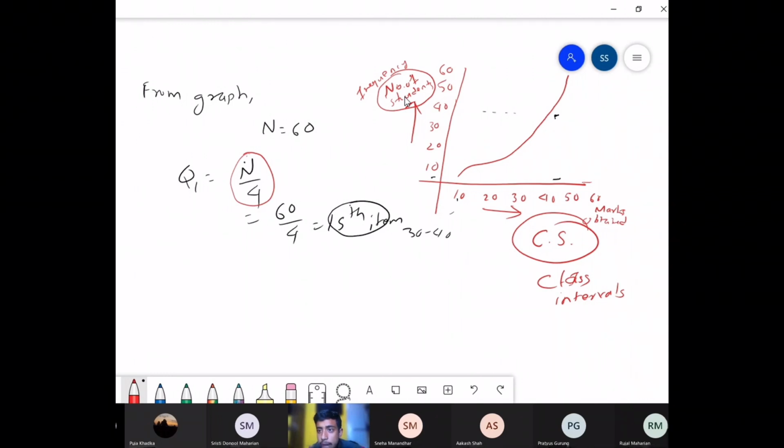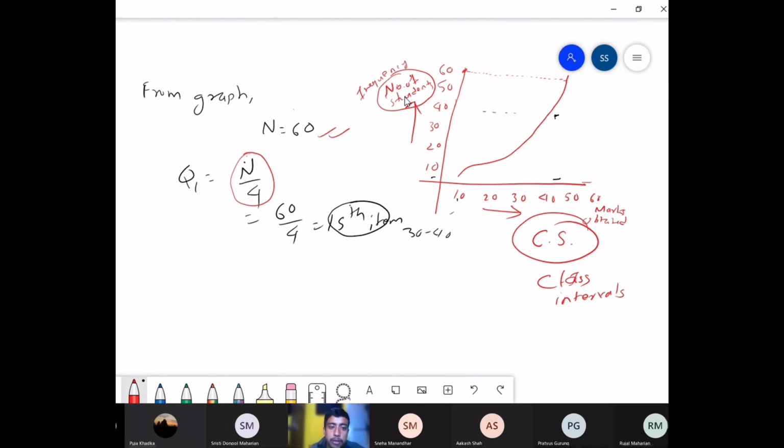That time you have to draw a line like this. Okay, like this dotted line. So you draw it straightly, meet the y axis, and where it meets, that is n. Okay, so in your graph it will meet at 60, so n equals 60. Now we have n.